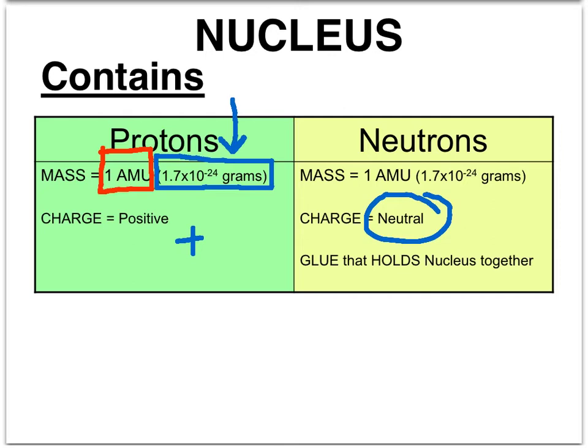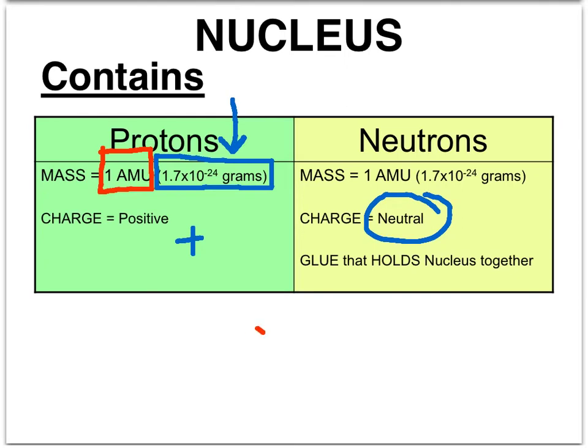It's interesting that neutrons have the exact same mass as a proton. That turns out to be really convenient for us because we can again use just one atomic mass unit. So if I have a proton and a neutron, I have a mass of 2. If I have 2 protons and 2 neutrons, I have a mass of 4.